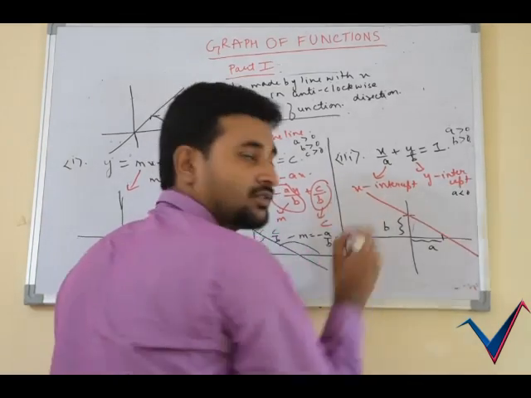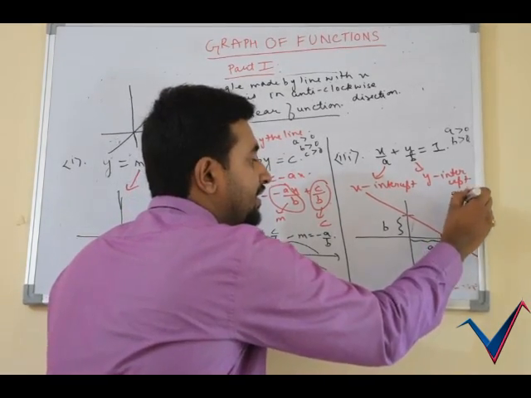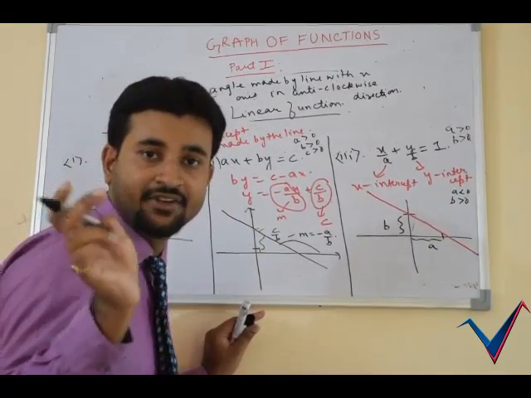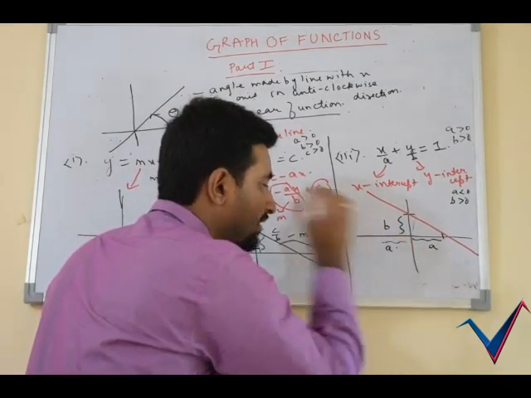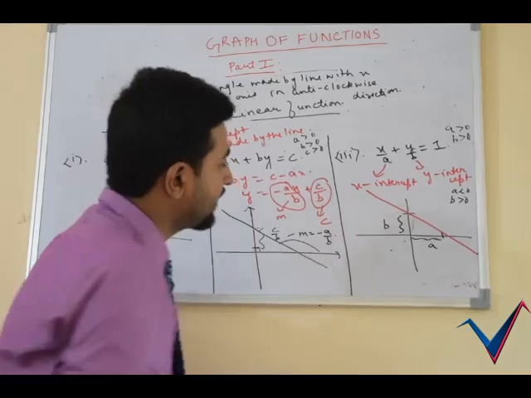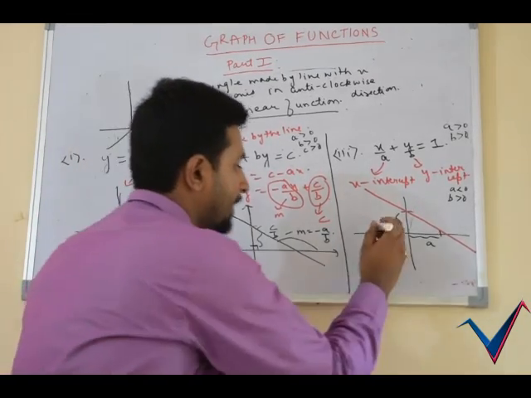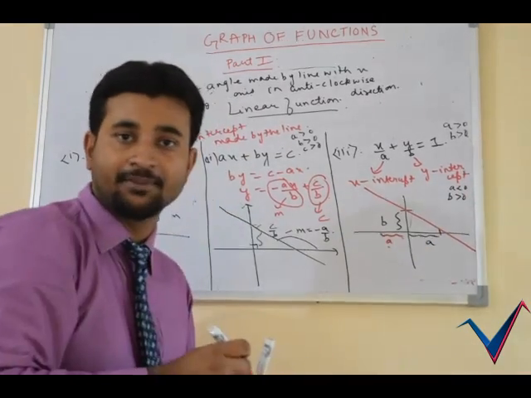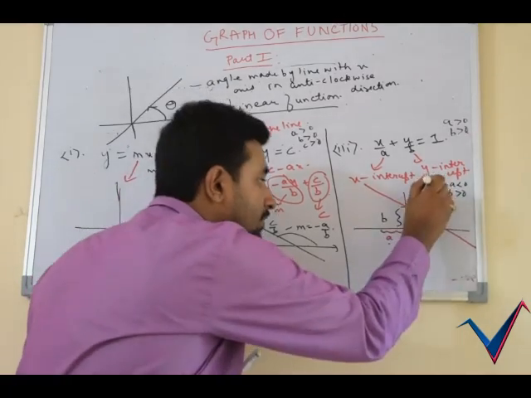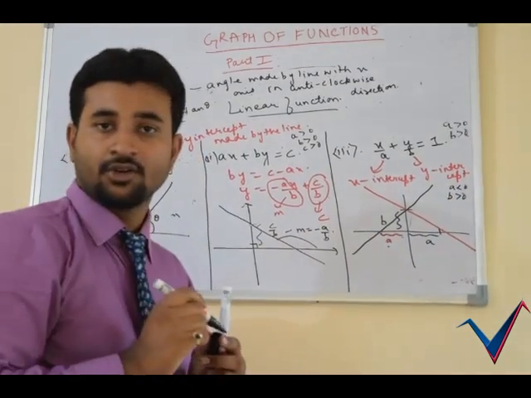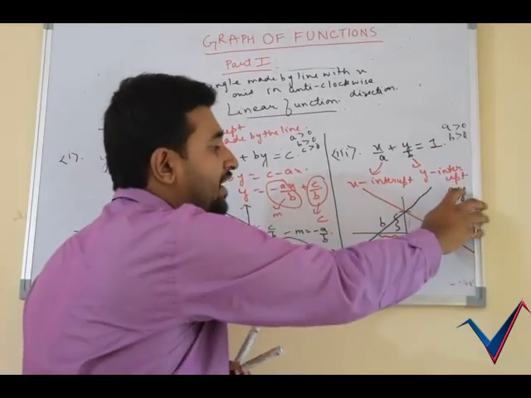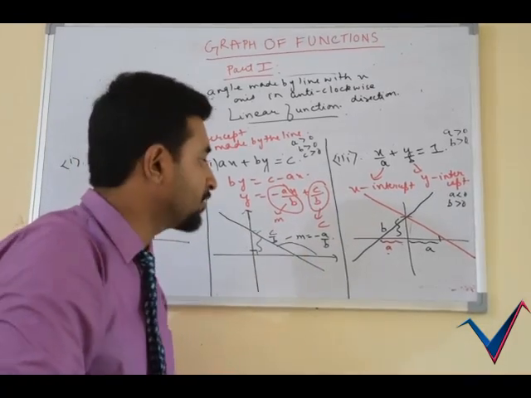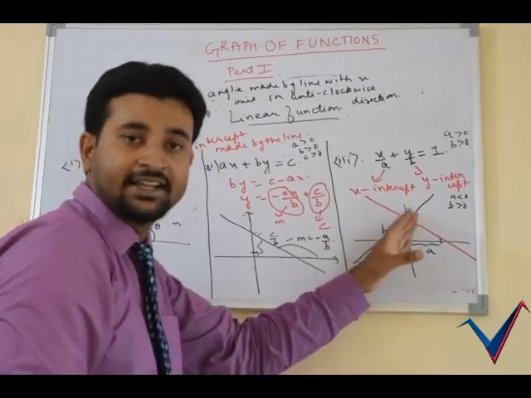Now suppose a is less than 0 and b is greater than 0, how would the line look? If a is less than 0, that means the x-intercept is negative, so a will be somewhere here. To distinguish it, I will use the red marker. This will be a, and b is greater than 0, so b will still be the same. So the line would look like this. Similarly you can plot it for a less than 0, b less than 0, or a greater than 0, b less than 0, for the different cases. Basically the line would look like this only.